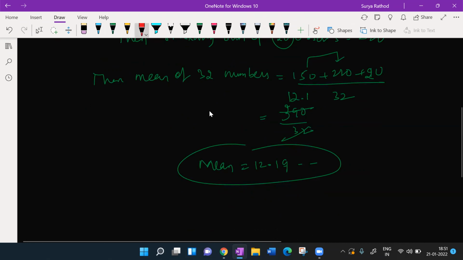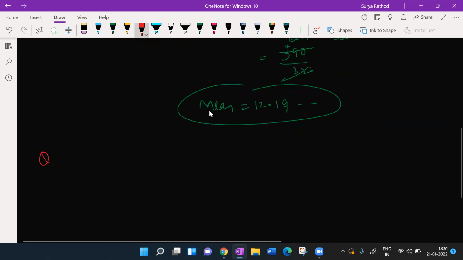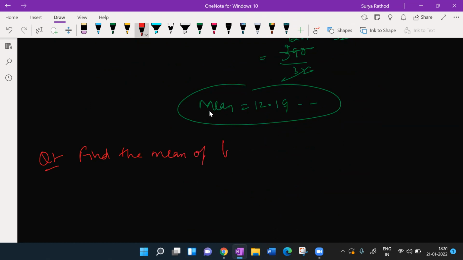If I ask you to find the mean of 10 natural numbers, how do you find out? Find the mean of the first 10 natural numbers.